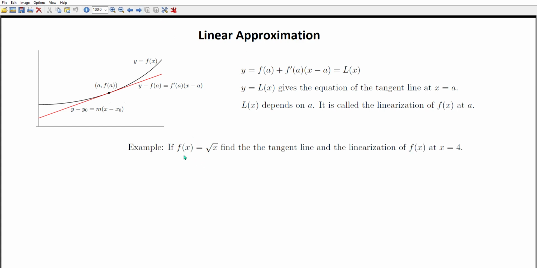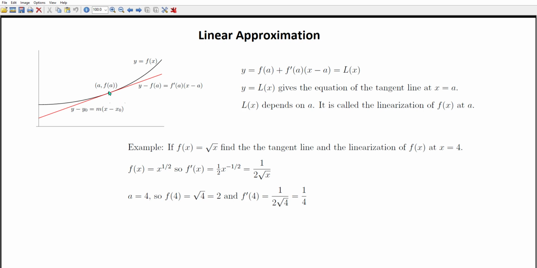So for example, if f of x is the square root of x, let's find the tangent line and the linearization of f of x at x equals 4. The first step is to look at the function and calculate its derivative, which is going to be the slope we're going to use for our tangent line. So f prime is 1/2 x to the minus 1/2, which can be written as 1 over 2 root x.